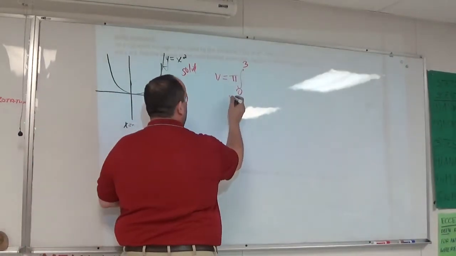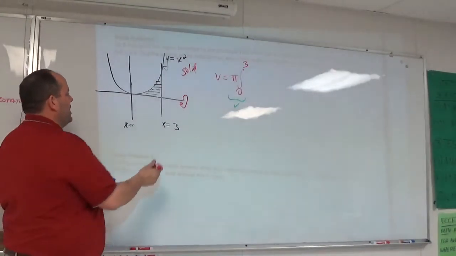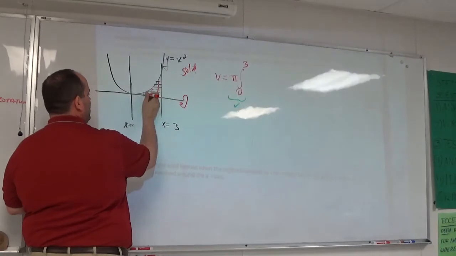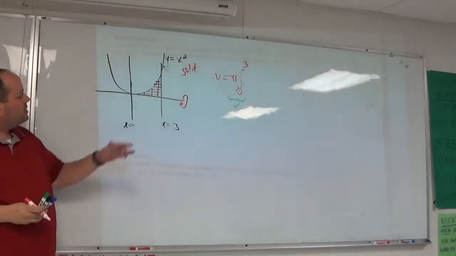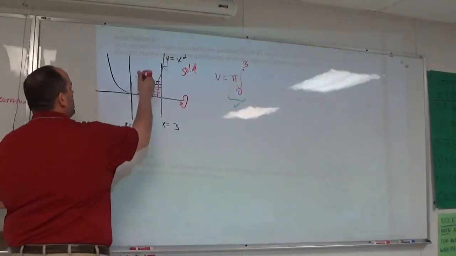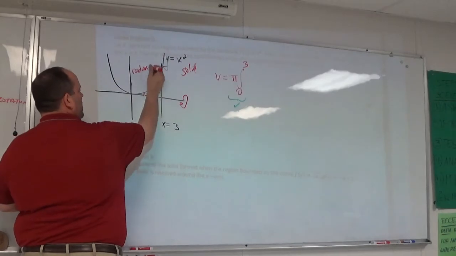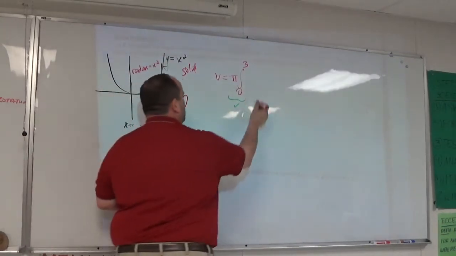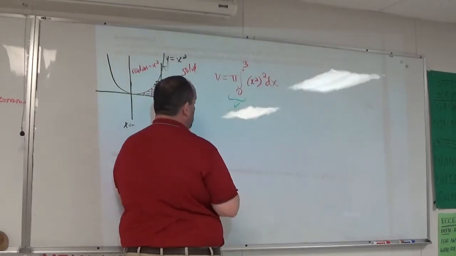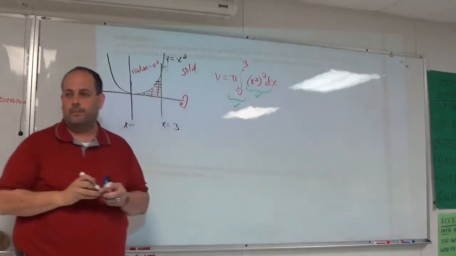Already, you've locked in first point. Now I've got to think about my slices. So think about a slice, or think about that slice, or think about that slice. Those are all the radius with the rotation. How long are they? X squared. They all start on the x-axis and they go up there, so the radius is x squared. So this is x squared squared. Second point.